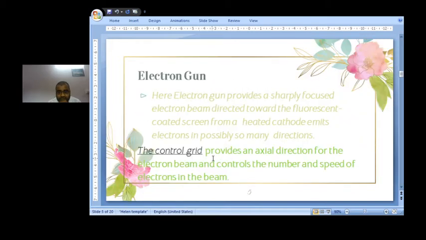The control grid provides an axial direction for the electron beam and controls the number and speed of the electrons in the beam. So ये control grid जो है वो basically क्या करेगा, जो इलेक्ट्रॉन गन से जो निकल रहा है उसको पर्टिकुलर डायरेक्शन देगा और उसका स्पीड जो है वो कंट्रोल होगा through this control grid.